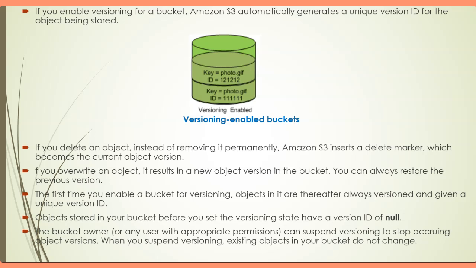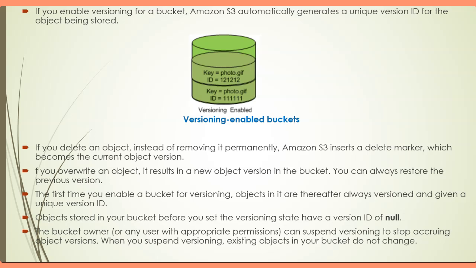The bucket owner can suspend versioning to stop accruing object versions. When you suspend versioning, existing objects in your bucket are not changed; they keep the same version ID. But once you suspend versioning and afterwards upload objects into the same bucket, they do not get any version ID. The version ID will be null.